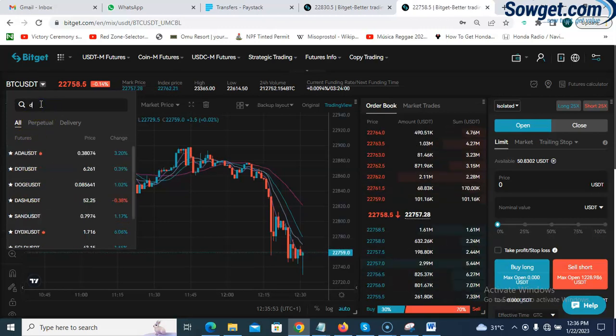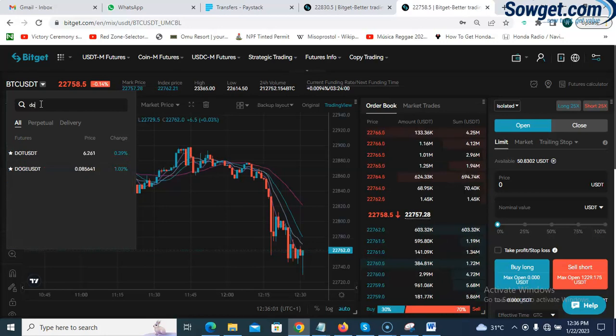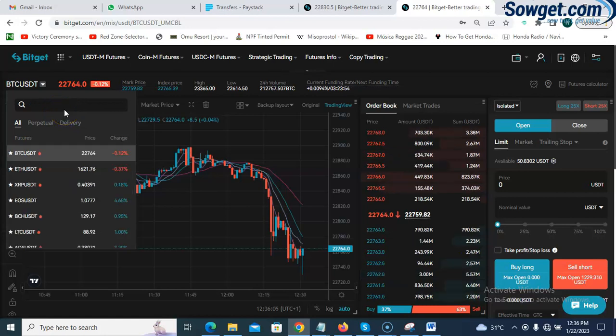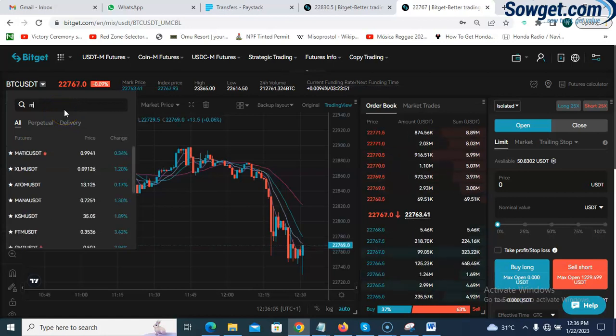Let's say I type DO, that's for Dogecoin. You can see we have Dogecoin here, and let's say we just enter something like M. You can see Matic. So all the various crypto assets and pairs you can trade are in this section here. I'll simply go to other areas for you to see.